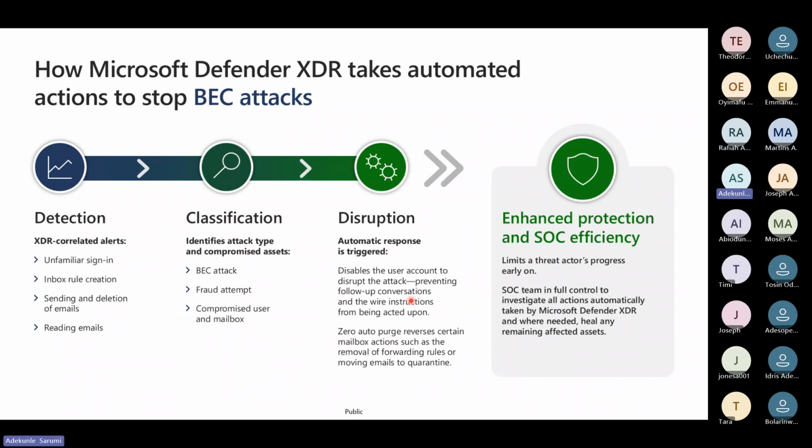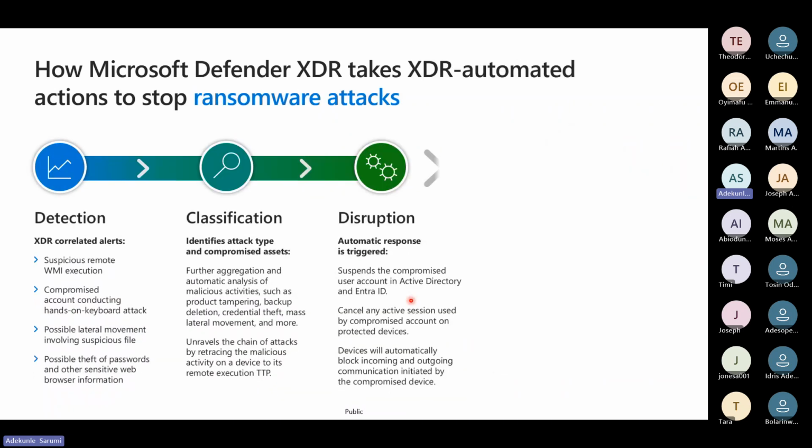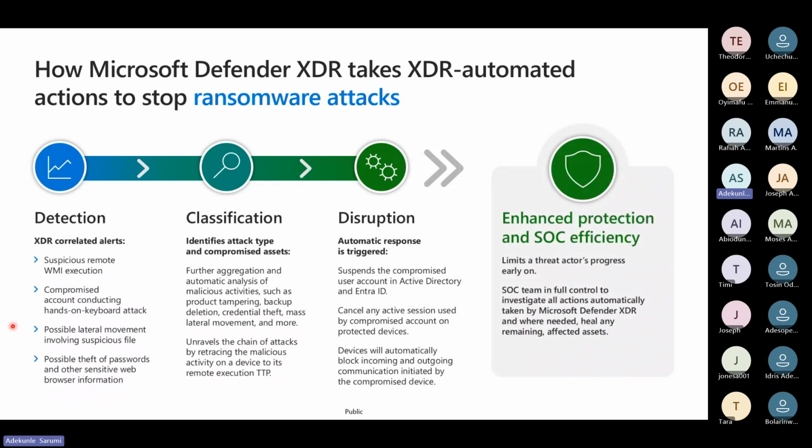So this is how XDR helps you to disrupt this kind of attack in a case of a business email compromise. Another one would be in a case of a ransomware attack. So what does it check? It checks for suspicious executions on your Windows management. It checks for compromised accounts conducting hands-on keyboard attacks. So maybe someone was able to RDP into your device, or someone was able to remotely access your device. It checks that. It also checks for possible lateral movement involving suspicious files.